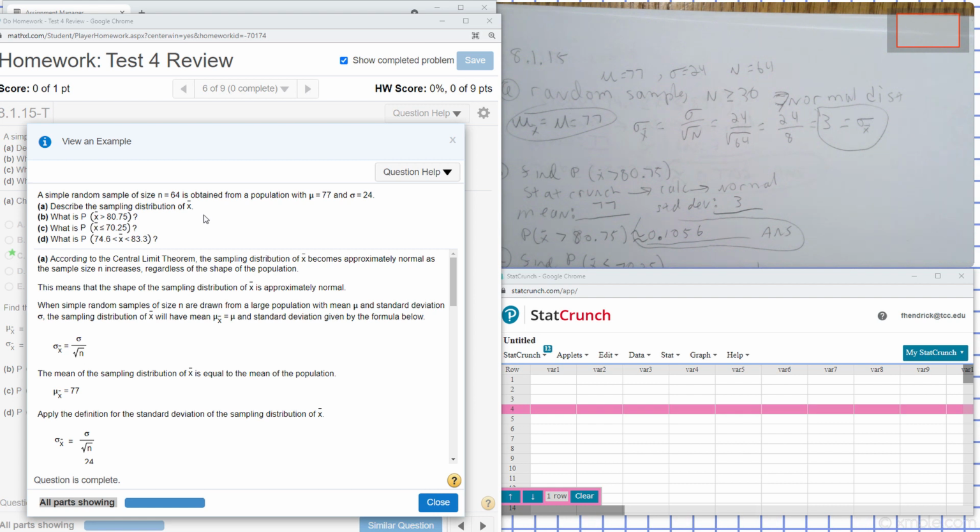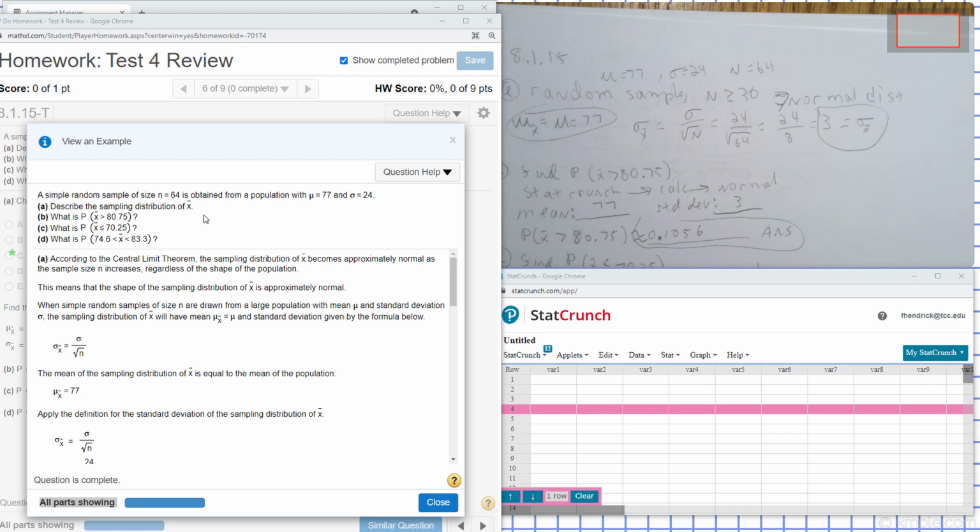According to the central limit theorem, the sampling distribution of the sample mean becomes normal as the sample size increases, regardless of the shape of the population. This means that the shape of the sampling distribution of the sample mean is approximately normal when simple random samples of size n are drawn from a large population with a mean and standard deviation.